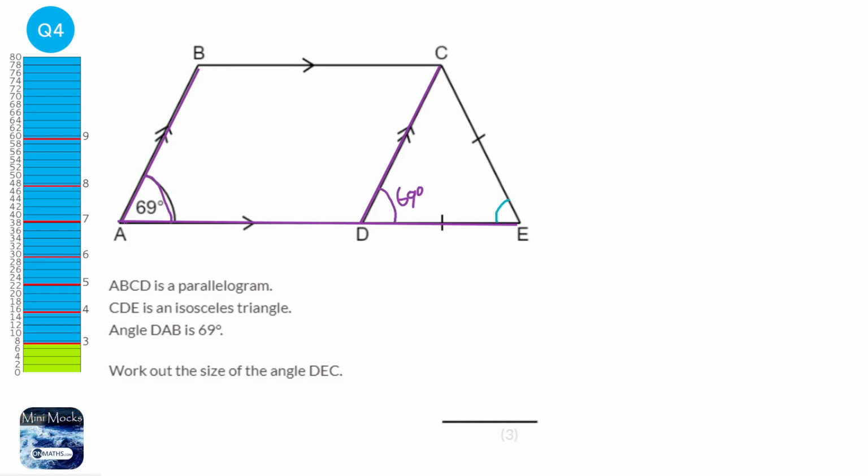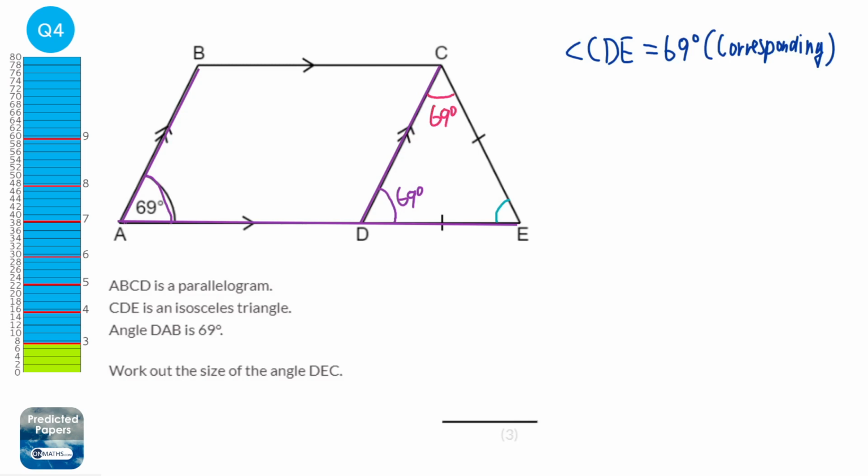So I need to write that down properly. So angle CDE equals 69 degrees because of corresponding angles.